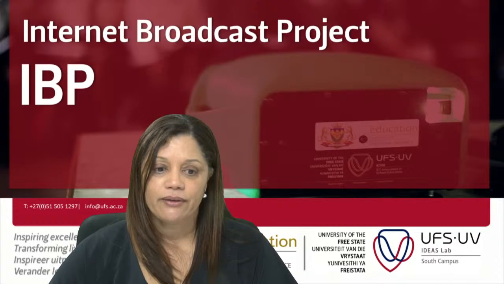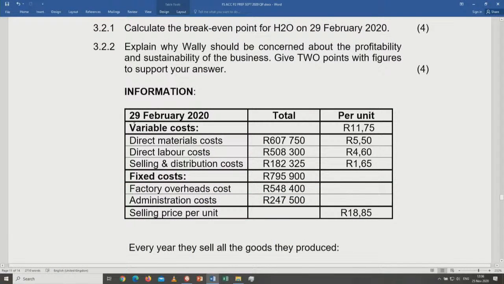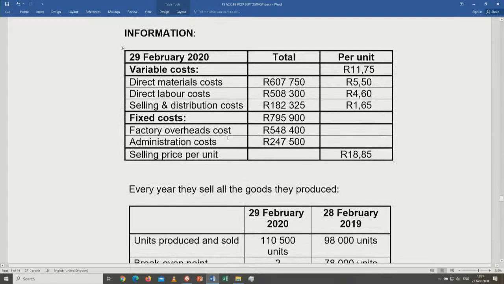Let's find it. Okay, here is my variable cost, and can you see there's a unit cost even given to you, that 11 Rand and 75 cents. So we didn't have to calculate. You see, you have your direct material cost, your direct labor cost, and your selling and distribution cost that make up the variable cost in the business. Then you have your fixed cost, there's the total given to you. Can you see?